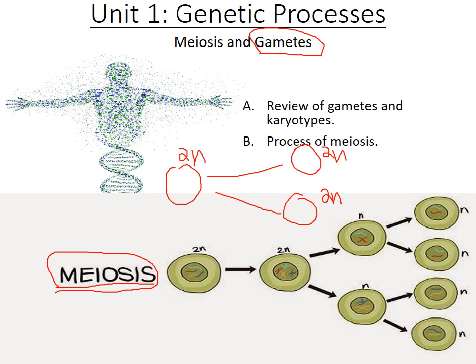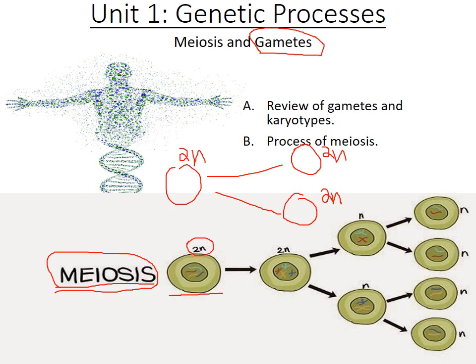So what we're going to do is go through the entire process of meiosis, and at the end we're going to take a look at how it's different from the process of mitosis and the cell cycle that we saw earlier on. But this is the big idea. We start off with a parent cell. You'll notice that it's diploid.